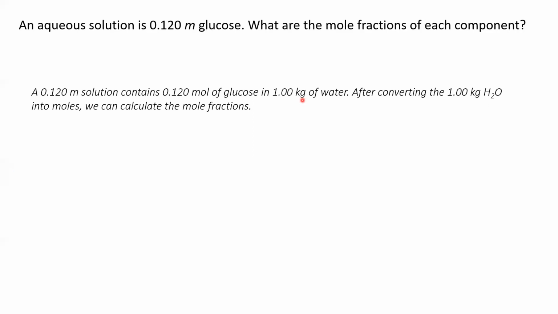convert 1.00 kilograms of water to moles of water. Okay, there are 1,000 grams in a kilogram, and there's 18.02 grams per mole for water. Once you calculate the moles of water, you have everything you need to figure out your mole fraction for the glucose in the solution and your mole fraction for the water in the solution.